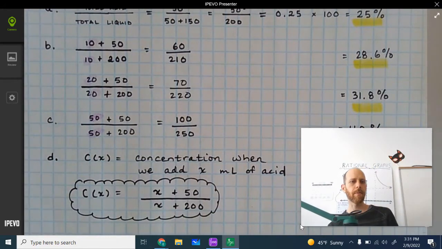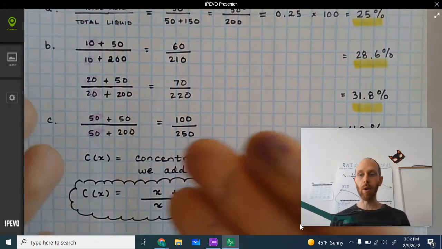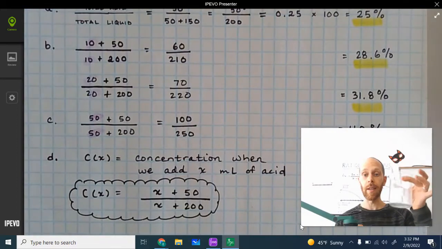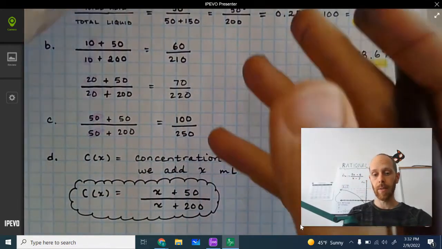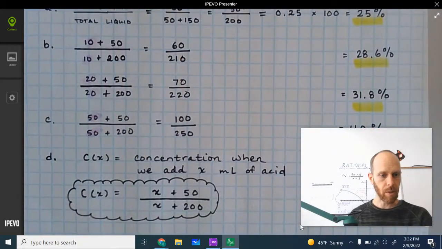So this is kind of cool. We've now got the ability to model what happens to the acidity of our beaker as we play around with the number of milliliters of acid. Let's do this. Take a look at E.